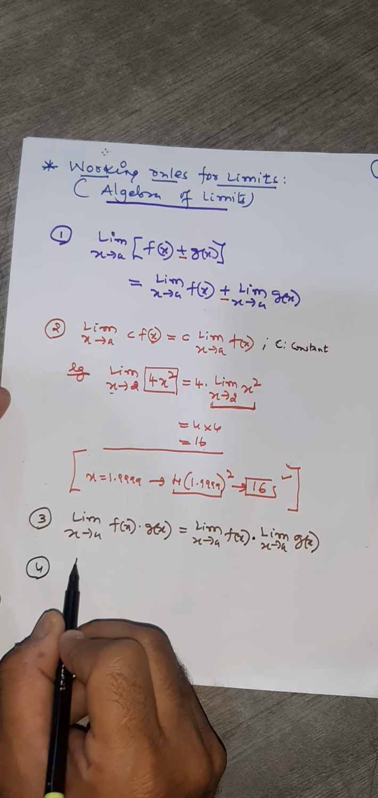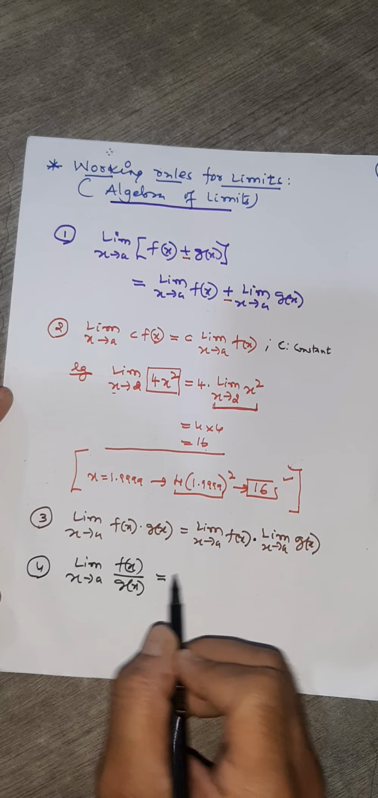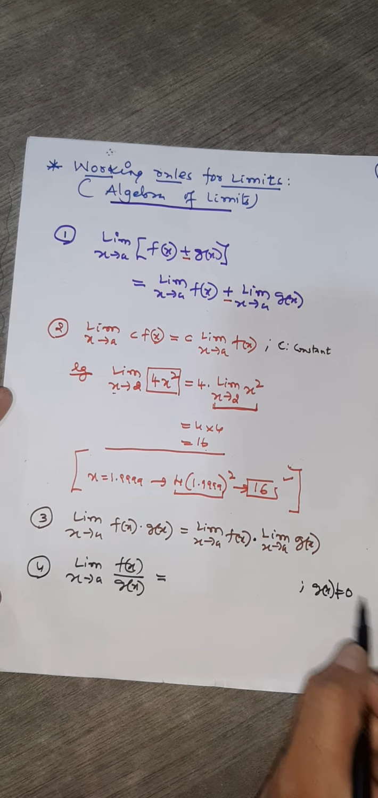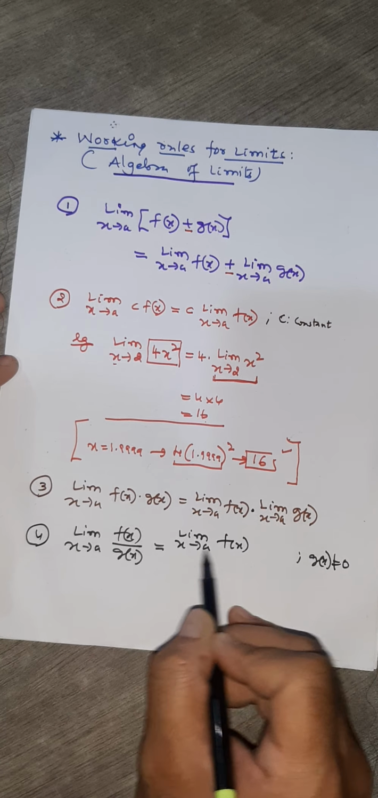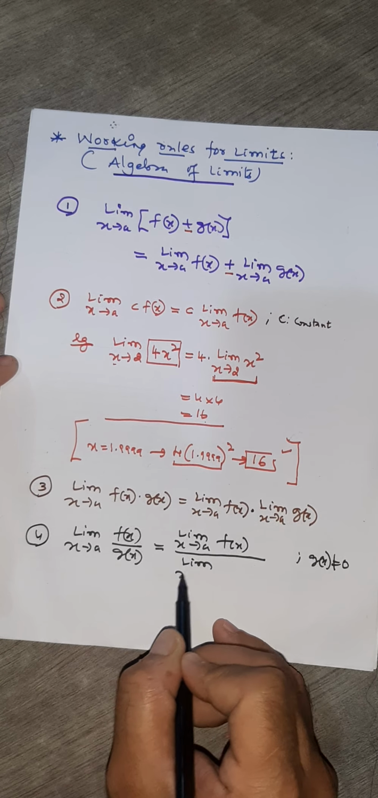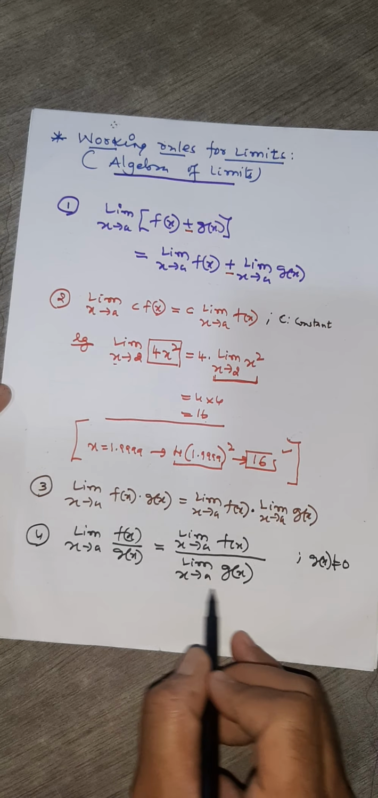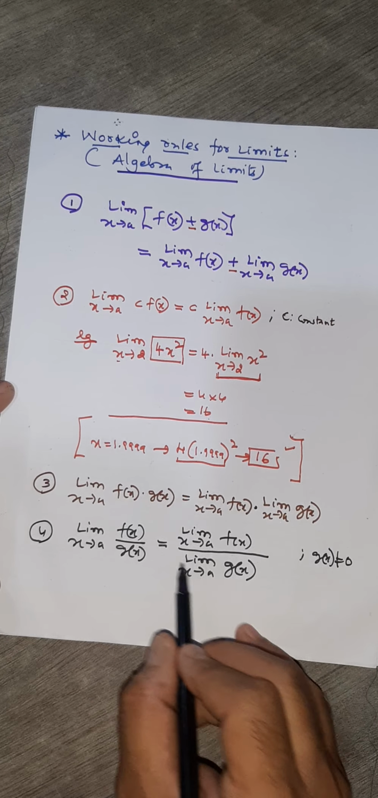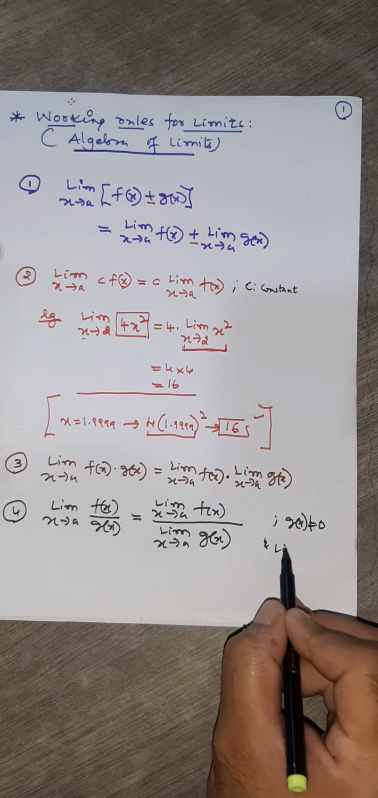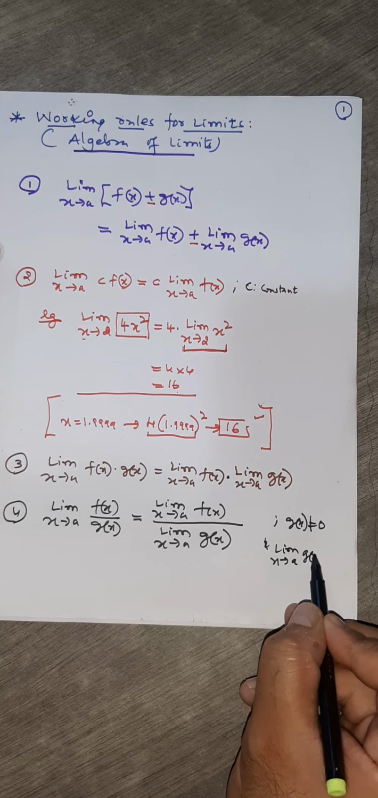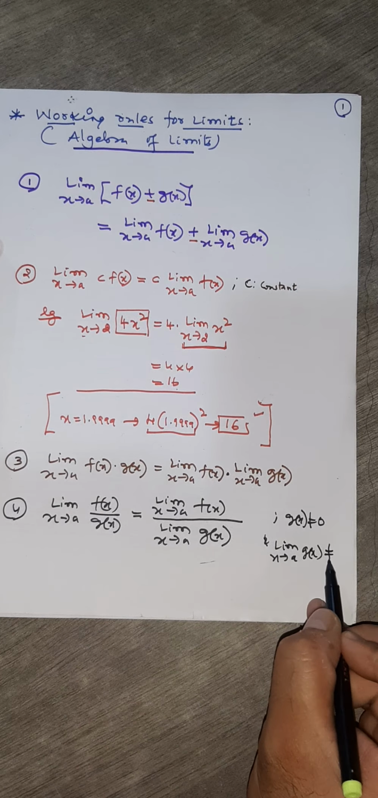Fourth one, that's obviously the division rule. Limit x tends to a of f(x) upon g(x); then g(x) should be non-zero, remember. Upon 0 doesn't work, you know. So then also you can apply the limit to the numerator f(x) upon the limit to the denominator. The denominator function also gets the limit: limit of the numerator upon the limit of the denominator. This limit should not be 0, remember. So I write: the limit of the denominator function should be non-zero, limit x tends to a of g(x). Suppose its answer comes 0, then it will be undefined. The function should be non-zero, but the limit should also be non-zero.